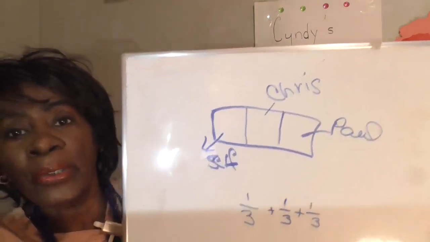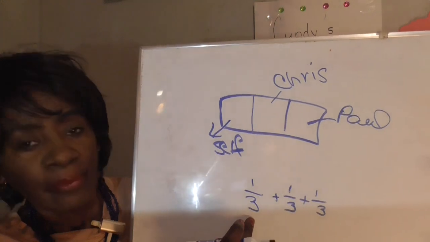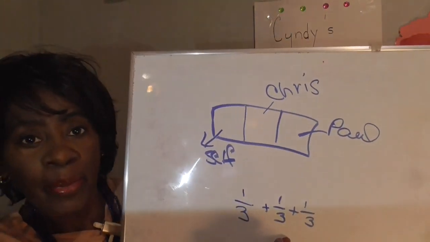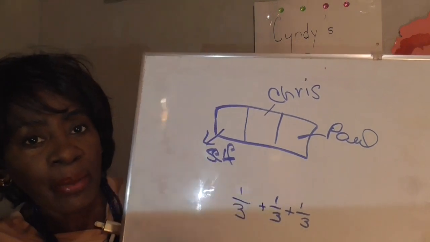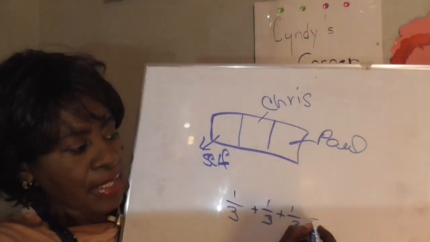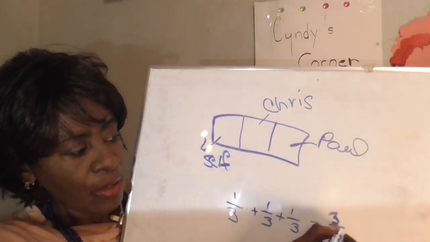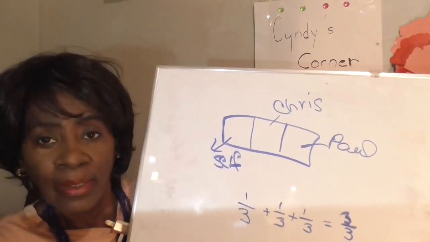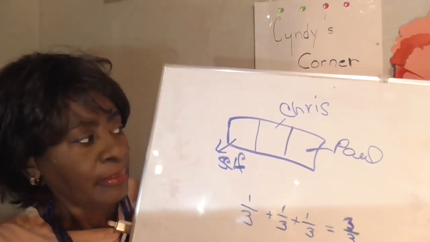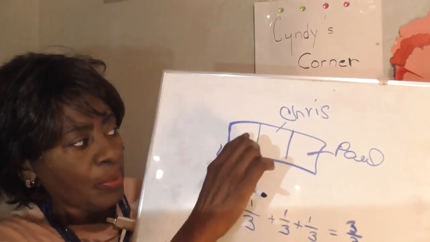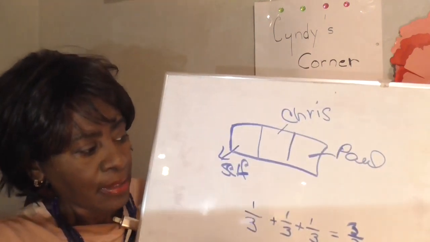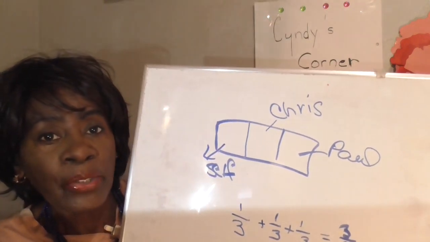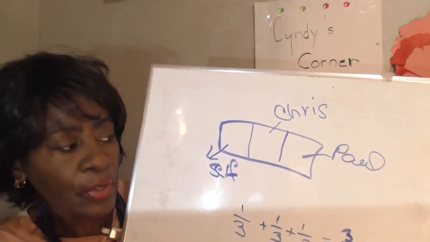If we take the 1/3 that Paul took of the candy bar, the 1/3 that Chris took, and the 1/3 that we kept for ourselves, and we decide to add it, we'd have 3 over 3. 1 plus 1 plus 1. The denominator stays the same because it's still 3 pieces. 1 piece out of it, 2 pieces out of it, 3 pieces out of it. When we add a fraction, the denominator stays the same. 3 over 3.